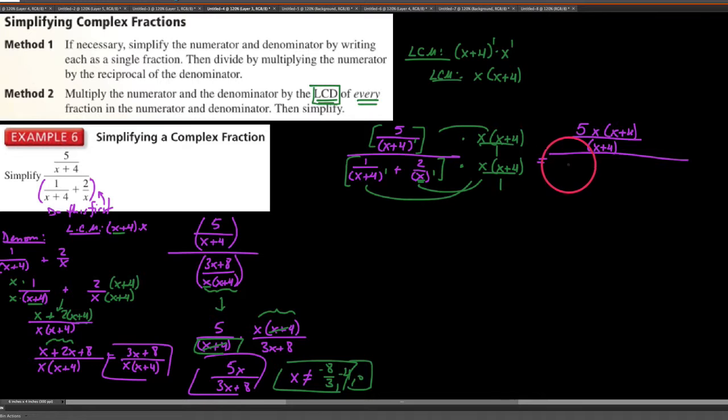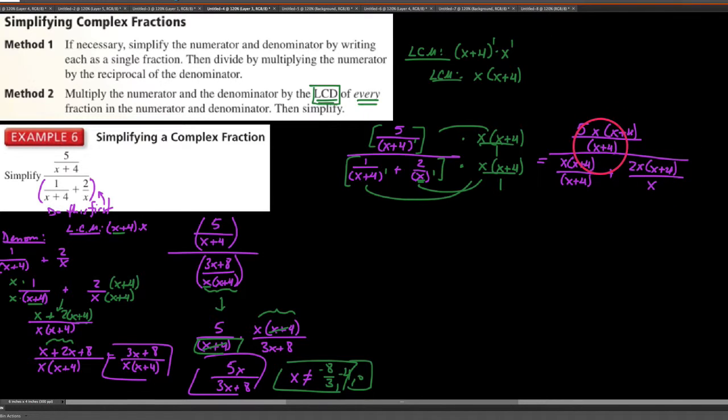And on bottom, what we get to have happen here is that, now distributing this through, we get 1 times x plus 4. So x plus 4, all over x plus 4, plus this plus sign right here. And now we're going to take this 2 over x times x plus 4. So we get 2 times x plus 4 here. And this is all over x.